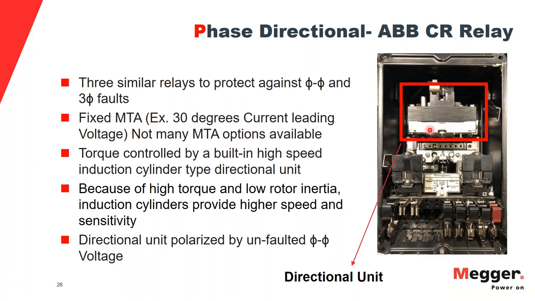The problem, I wouldn't say that is a problem, but the thing about MTA with these relays is there is no setting for the MTA on the nameplate or anywhere on the tabs here. So the way this relay decides MTA is by the connections that have been made inside the relay. So in this relay, it's a fixed MTA relay again, and specifically this ABB-CR is a 30-degree current leading voltage relay.